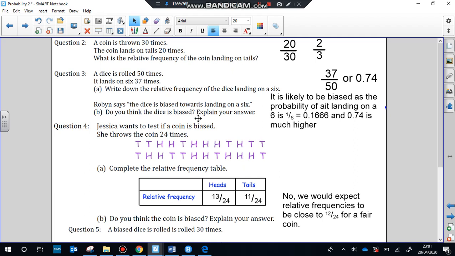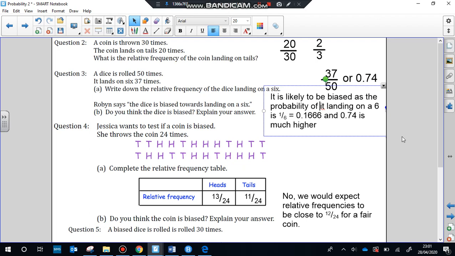Robin says the dice is biased towards landing on a 6. Do you think the dice is biased? Explain your answer. So I've put here it's likely to be biased, as the probability of it landing on a 6 should be 1/6. And what we've got is 0.74, which is much higher. So what we're getting in our experiment is very different to what we expect.